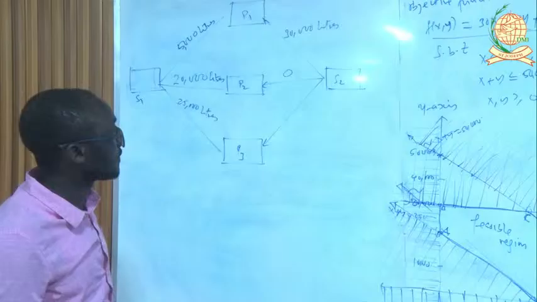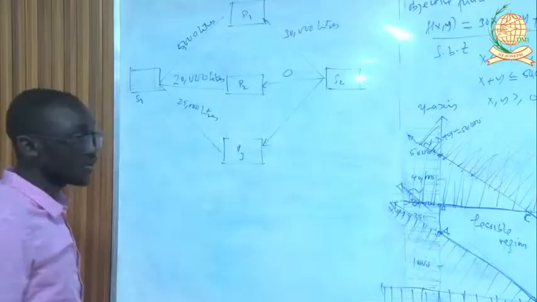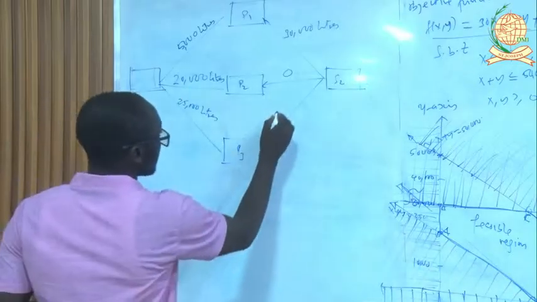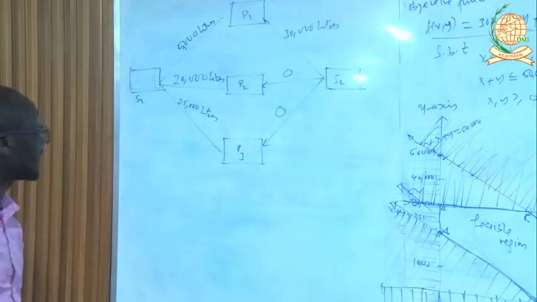So x plus y is 20 plus 5,000, which is going to be 25,000 minus 25. So again, you're going to have 0 here. So this is how the schedule should be done.